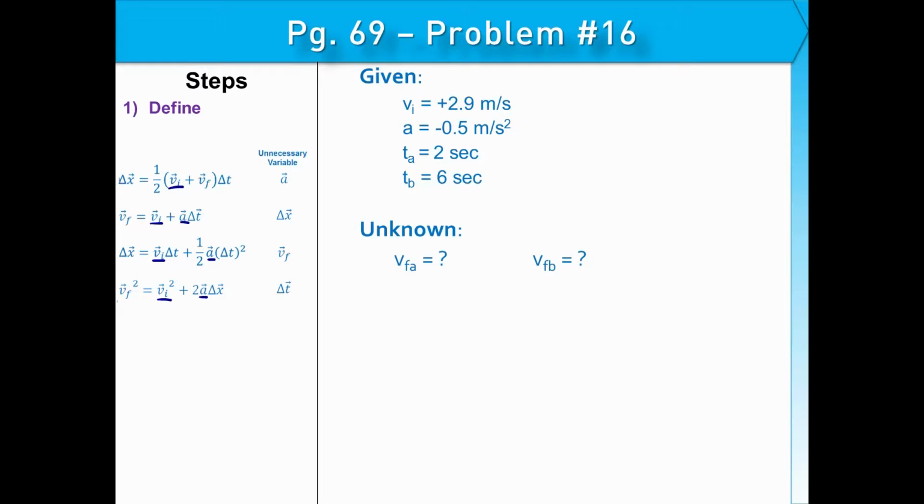So that means I can't use this first equation, so I'm going to cross it out. The third variable I have is time. I need time to be in the equation. Time appears here and here, but does not appear in this equation, so I'll eliminate the fourth equation. Finally, I need final velocity. Final velocity appears here, but does not appear in this third equation, so I'll eliminate this. And it turns out that in order to solve this problem, I'm going to have to use this equation right here.